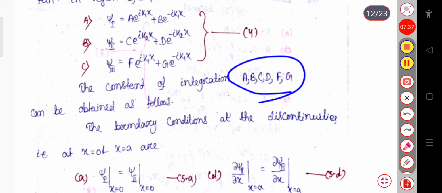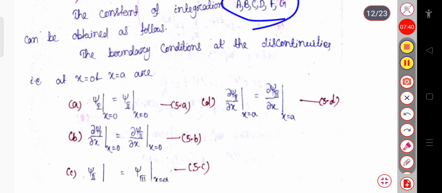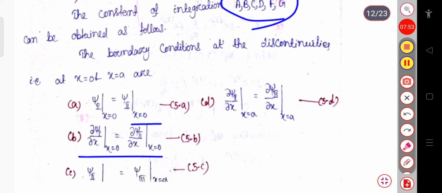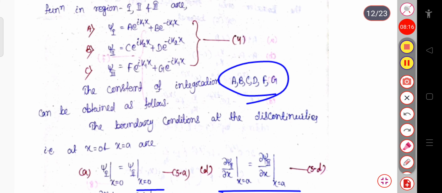So the boundary conditions are: the wave function ψ1 at x equal to 0 equals ψ2 at x equal to 0, and ∂ψ1/∂x at x equal to 0 equals ∂ψ2/∂x at x equal to 0, and ψ2 at x equal to a equals ψ3 at x equal to a, and finally ∂ψ2/∂x at x equal to a equals ∂ψ3/∂x at x equal to a. So these are your four boundary conditions which you have to apply. Now first of all you can see these are your equations. Now simply you have to substitute these values here.